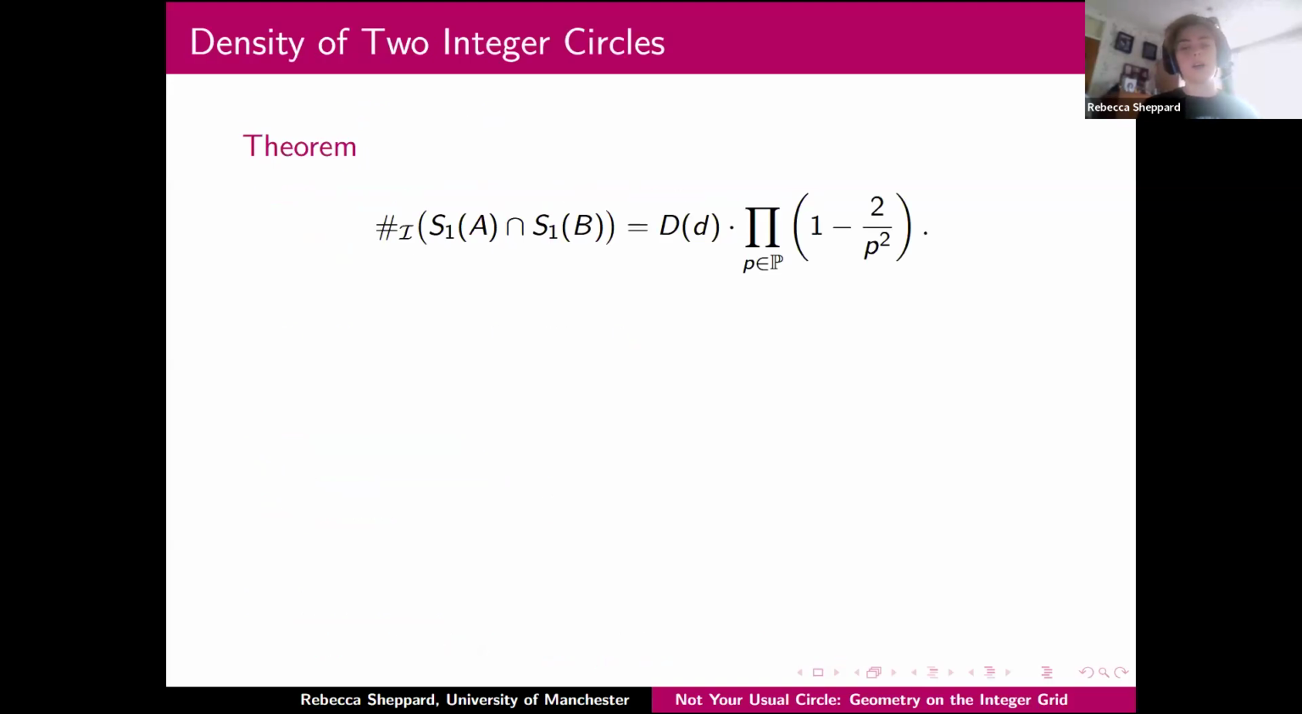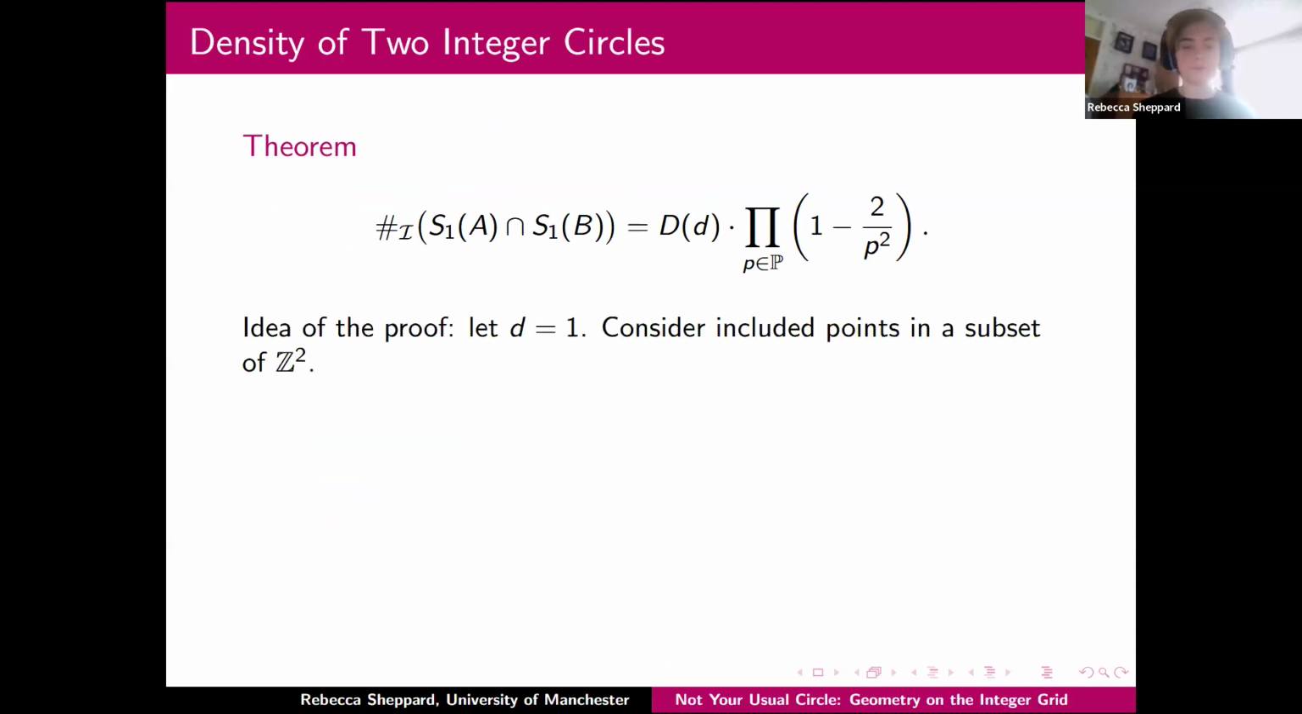So, recall the theorem from before. There exists a function d of d such that the density of the intersection of unit integer circles centered at A and B is d multiplied by the product of prime numbers between 1 and 2 over p squared. Now, the idea of the proof is that we let d equal 1. I'm just going to let d equal 1 for the time being. At the end, I'll discuss the case when d is not equal to 1.